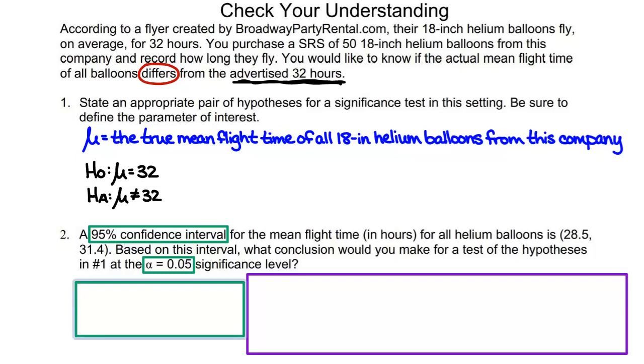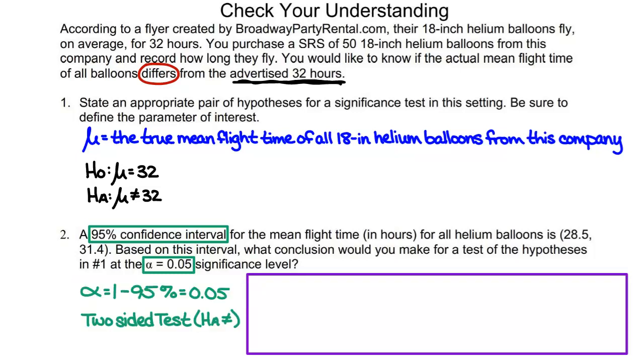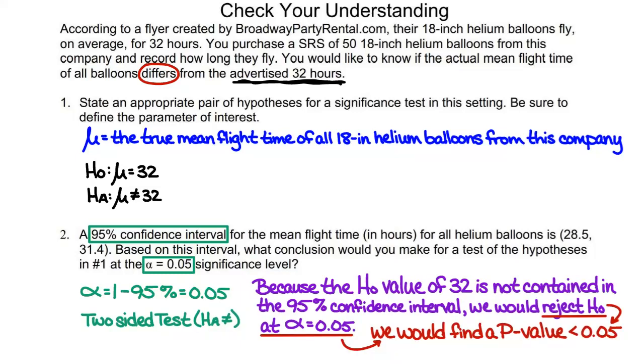Reject, because? Yep. 32 is not contained in the 95% confidence interval. So we would reject the null hypothesis at the alpha equals 0.05 level. We would find a p-value that is less than 0.05 if we were to do a significance test.